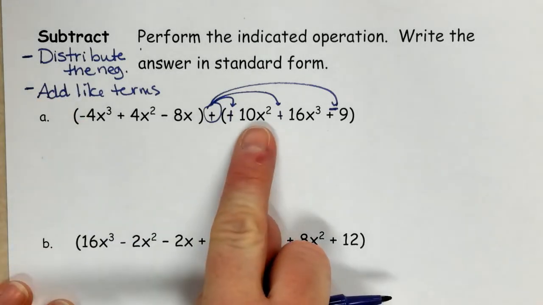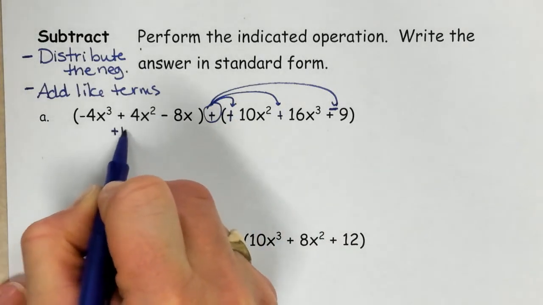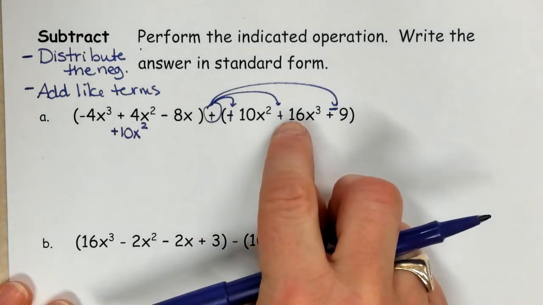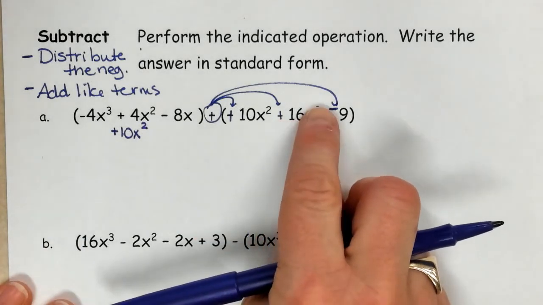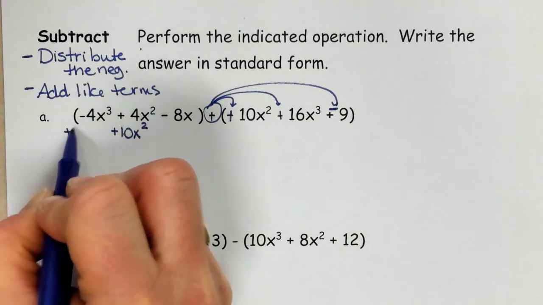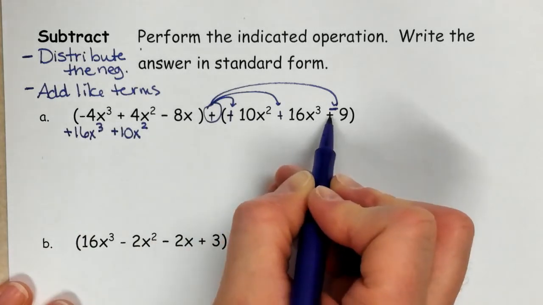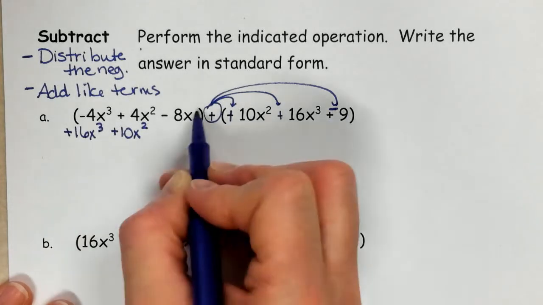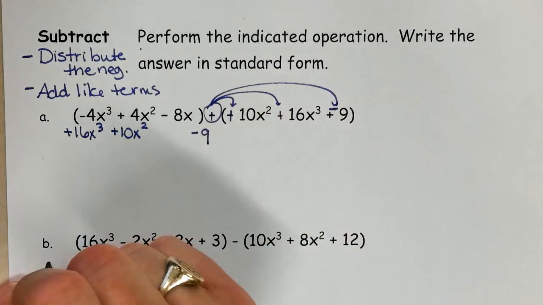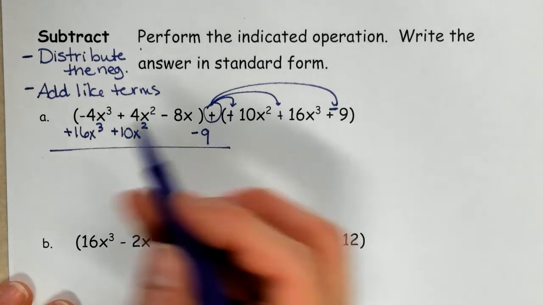So my 10x squareds, which are now positive, are going to go under my 4x squareds. My now positive 16x to the third is going to go under the 4x to the third. And there's a 9 that's negative, and I don't have any numbers at all, so I'm just going to put it on the end over here. So I can add my like terms.